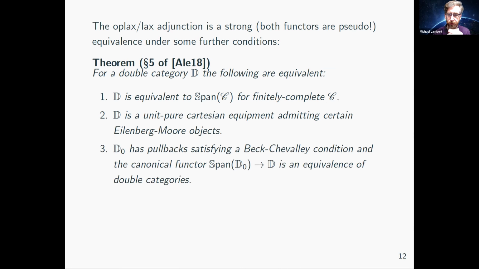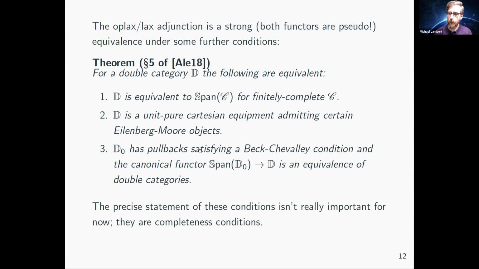The third condition is also very interesting, but really it's two, right? That we have a Cartesian equipment and it's also unit pure, and it has this extra completeness condition, the existence of these so-called Eilenberg-Moore objects. So basically, this is my plan of attack. Start off by assuming D0 is regular, ask when do we get an Oplax-Lax adjunction, and then what further completeness conditions do we need? And can we phrase them in terms of tabulators and get that Oplax-Lax adjunction is a strong adjoint equivalence? And it turns out that's exactly what you can do.